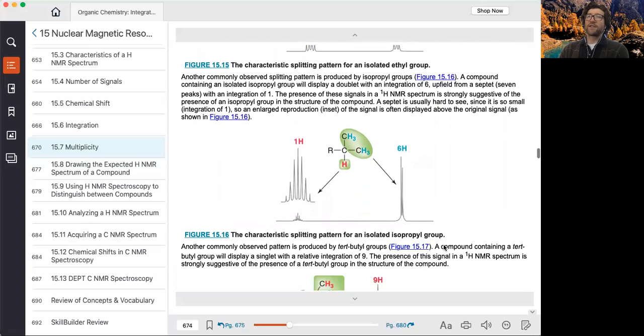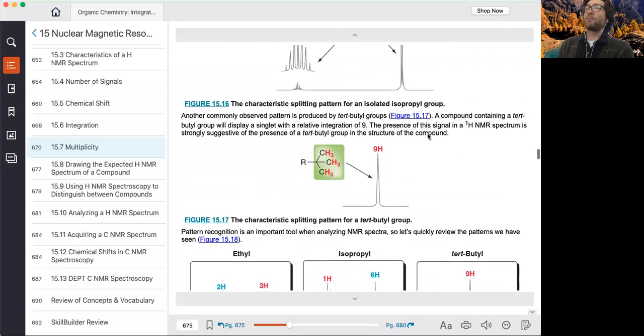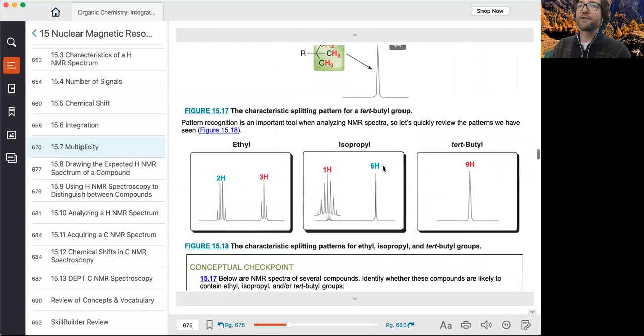Another signal you're likely to see a lot of is an isopropyl group. In an isopropyl group, you have a more upfield doublet that corresponds to 6 hydrogens and a more downfield septet that corresponds to 1 hydrogen. A tert-butyl group is also often seen, and that is one single peak that has no splitting due to no neighboring protons, because otherwise it would be too far away, and that signal corresponds to 9 hydrogens.